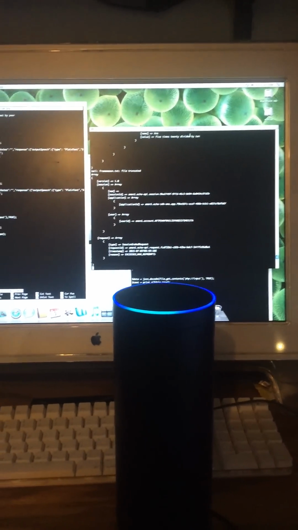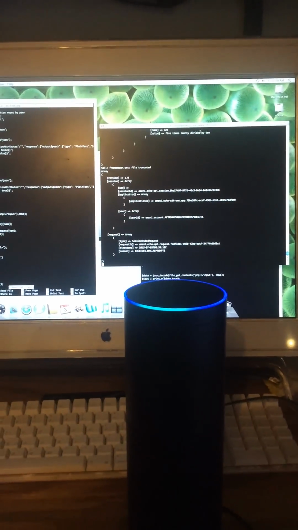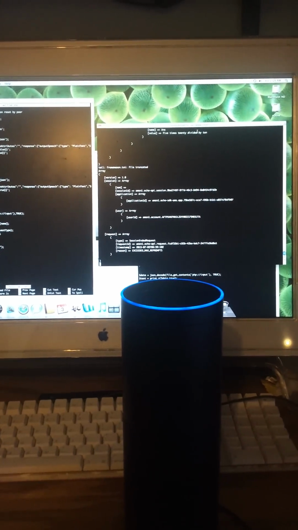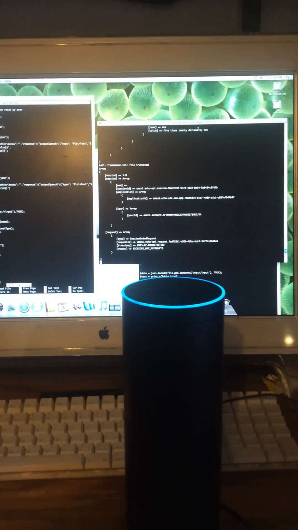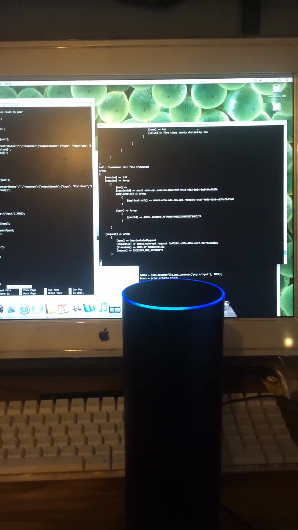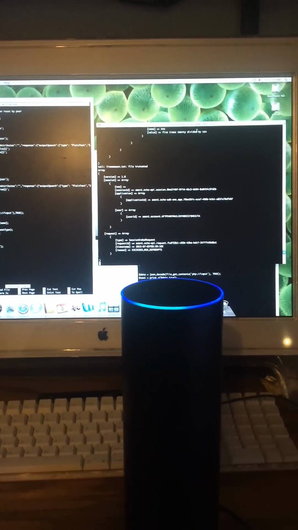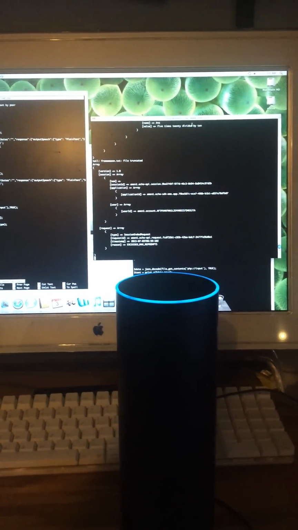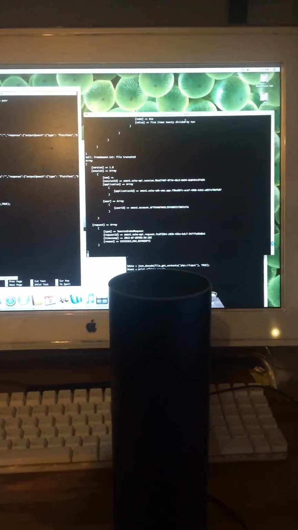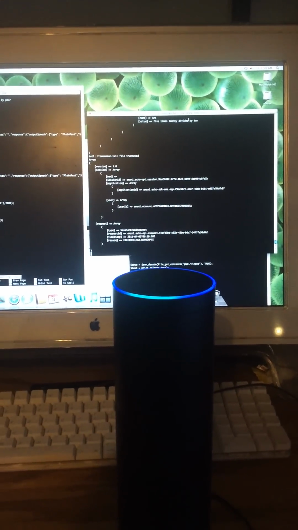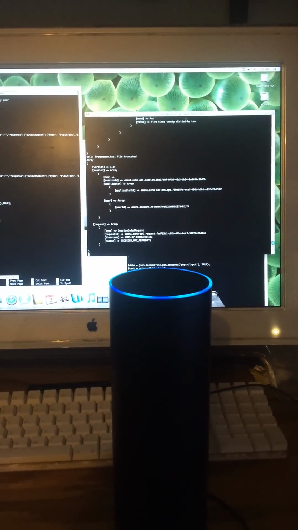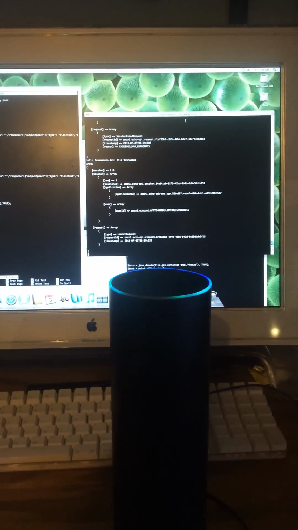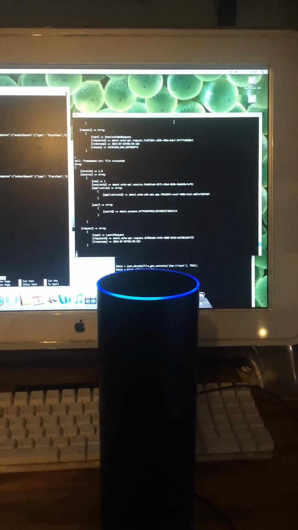Alexa, what is a flux capacitor? Sorry, I didn't understand the question I heard. Alexa, who's Luke's father? I wasn't able to understand the question I heard. Alexa, ask Wolfram. What is your question? What is a flux capacitor?